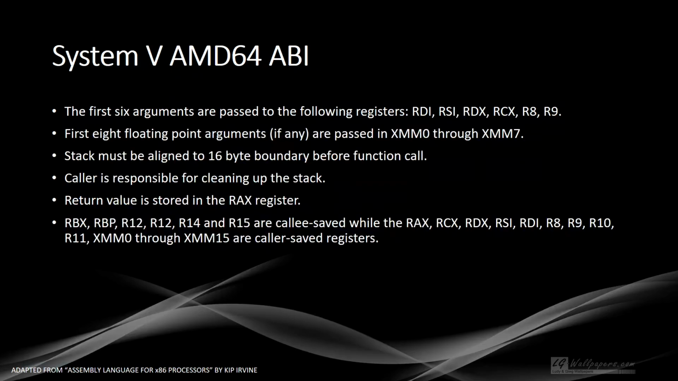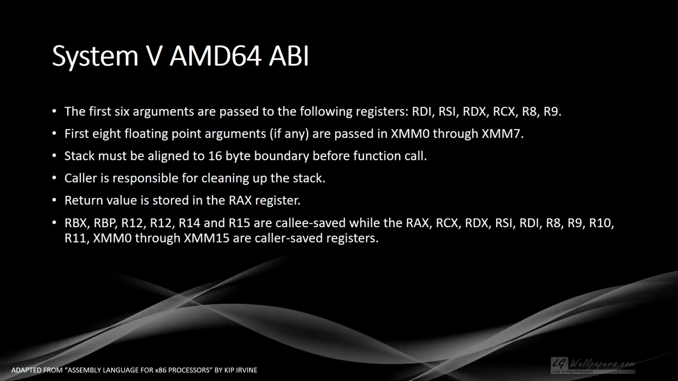And for the System V AMD64 ABI, I think this is the most interesting one, personally my favorite. So the first six arguments are passed in the following registers: RDI, RSI, RDX, RCX, R8 and R9. If you have a function that has six arguments, those will go into these registers.